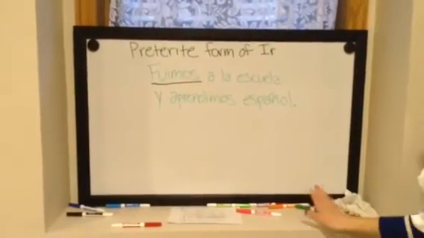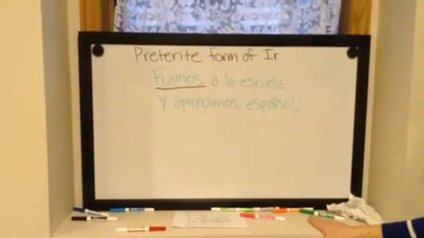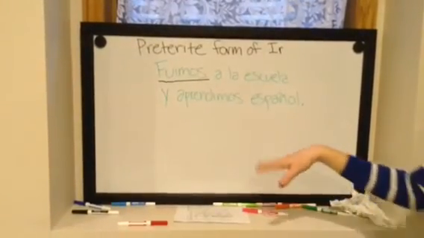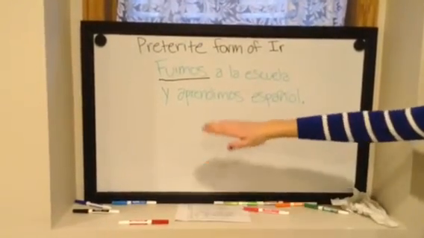This is how you use the preterite form of ir in a sentence. We went to school and learned Spanish. The preterite in this sentence is fuimos.